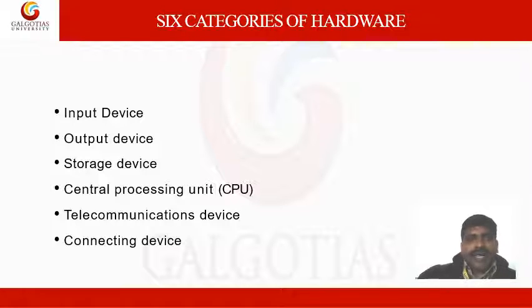Six categories of hardware: input device, output device, storage device, central processing unit device, telecommunication device, connecting device. This may be the categorization, but four is enough to operate a standalone system. Suppose we want to communicate with some other system, transfer some files to another system, or for sharing purposes, we use the last two categories, that is telecommunication devices and connecting devices.